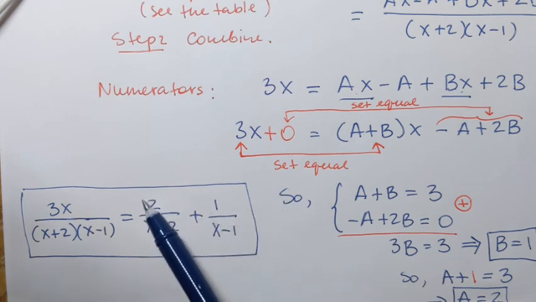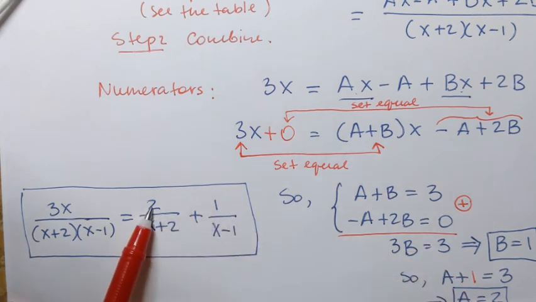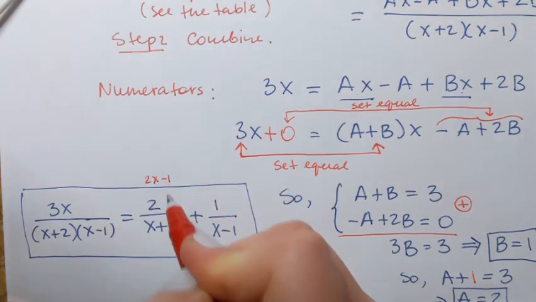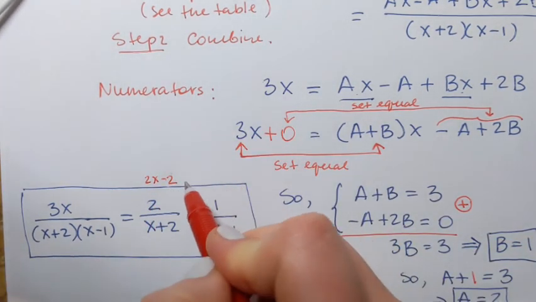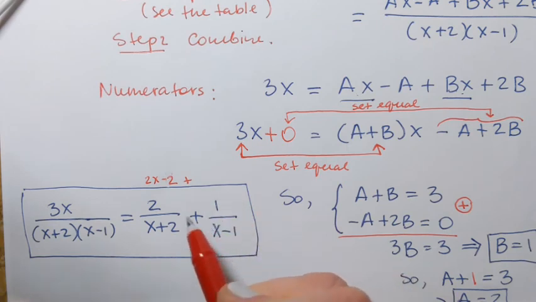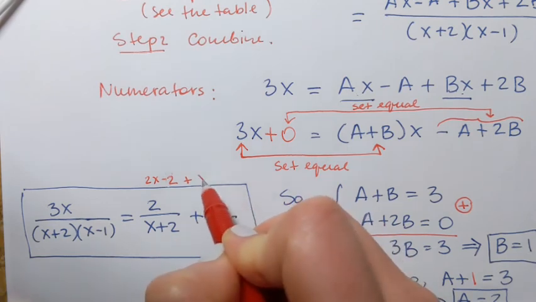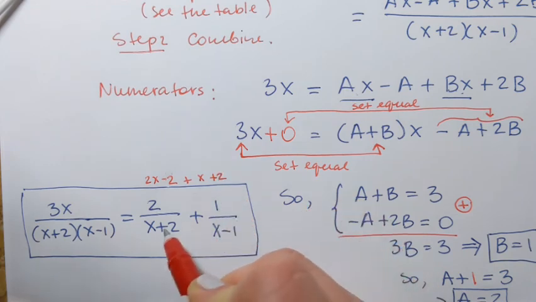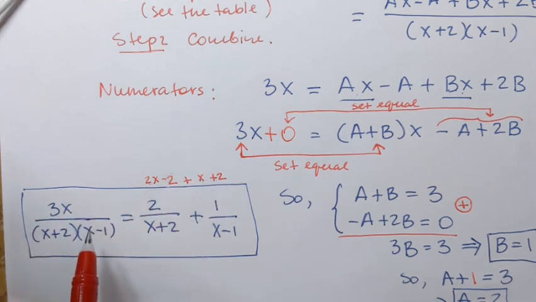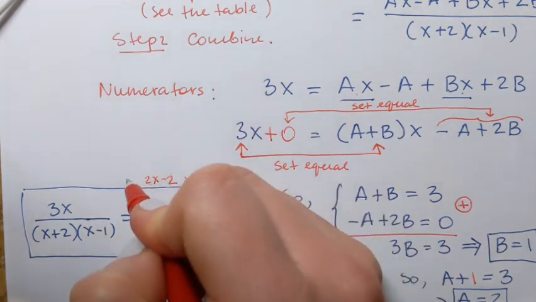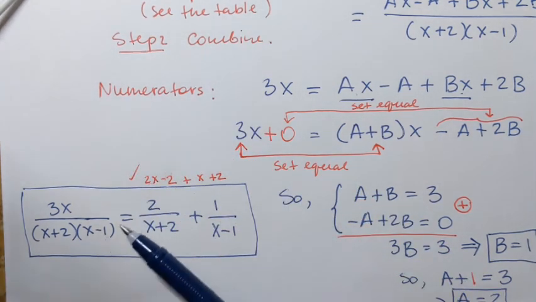So if I multiply that by x minus 1, I'm going to make some notes here. If I take 2 and multiply it by x minus 1, I'll get 2x minus 2, sorry, 2x minus 2, plus, and now the second fraction would have to be multiplied by x plus 2, so it's going to be plus 1 times x plus 2. If I combine like terms, 2x plus x is 3x, and then negative 2 plus 2 is 0. So see how we go back to the original expression? So that works. Make sure you check.